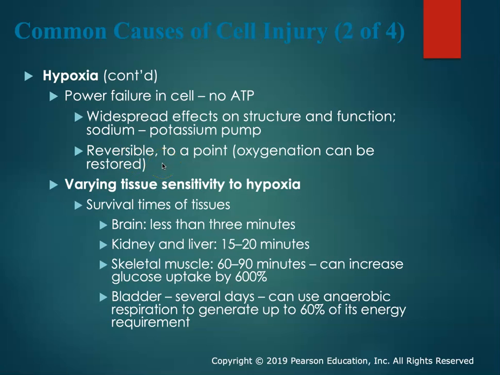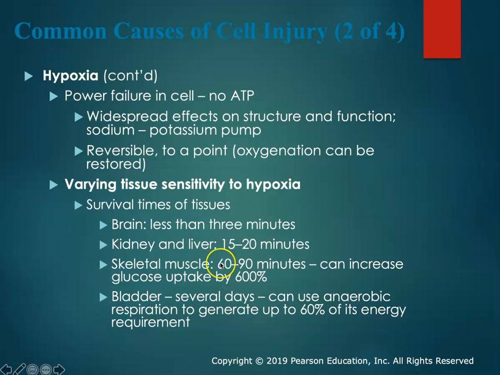But if that oxygen is deprived for a long enough time, or it's severe enough, it may be irreversible. Okay. So if you think about different types of tissues and their sensitivity to hypoxia, here I've listed sort of survival times. The brain can only go less than 3 minutes without oxygen. Okay. So if the brain tissue is deprived of oxygen for 3 minutes, cells are going to die.